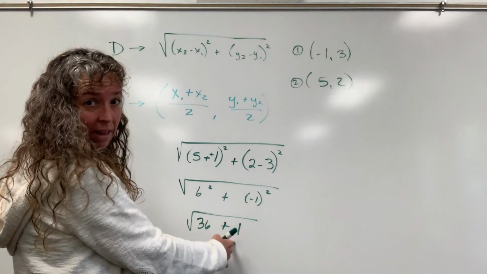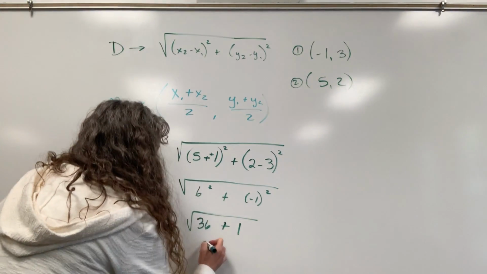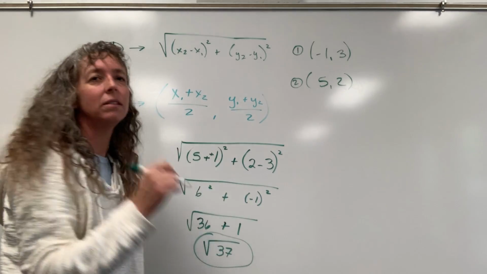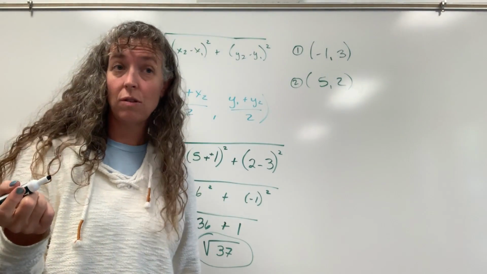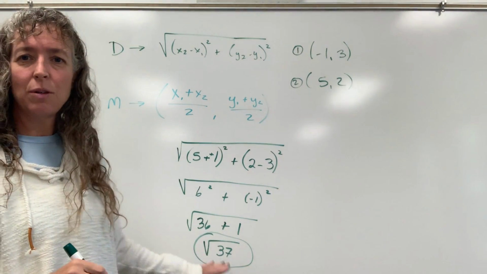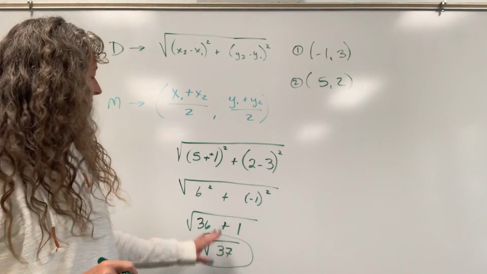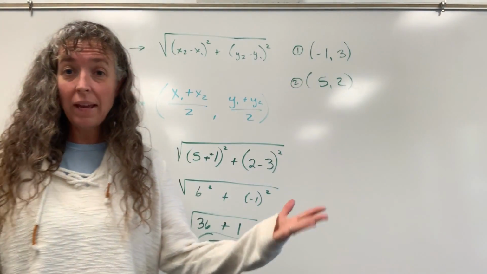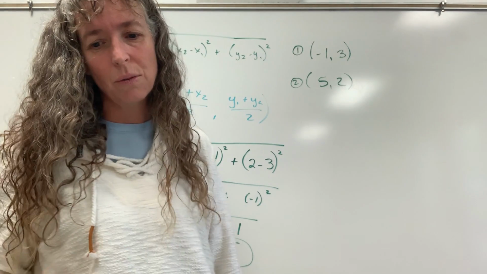Then we're going to add them together. 36 plus 1 is 37, and I can't simplify that at all. Your calculator will do it for you, as you know, so if it was something that could be simplified, it'll do that. But this cannot be simplified, so we just leave it as the square root of 37, and that's the distance between those 2 points. Okay, great. Let's look at example number 2.